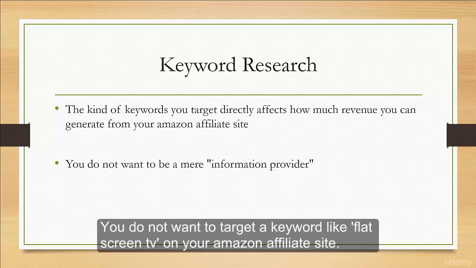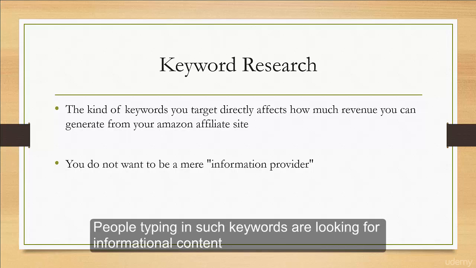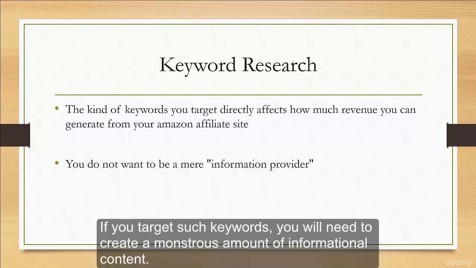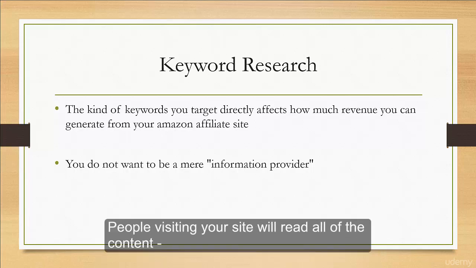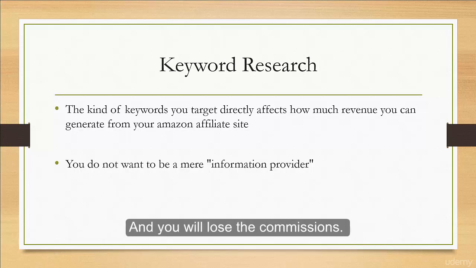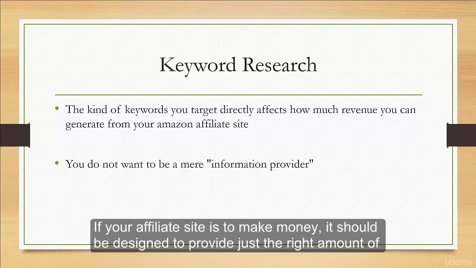You do not want to target a keyword like flat screen TV on your Amazon affiliate site. People typing in such keywords are looking for informational content and are not ready to buy yet. If you target such keywords, you will need to create a monstrous amount of informational content. People visiting your site will read all of the content and then leave your site to buy from someone else, and you will lose the commissions. You do not want that to happen.